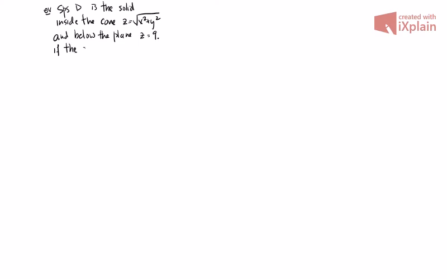So, for example, let's say, suppose D is the solid, say inside the cone z equals the square root of x squared plus y squared, and below, let's say, the plane z equals 9. We'll say the density at a point is f of x, y, z equals, say, x squared z. Find the mass.